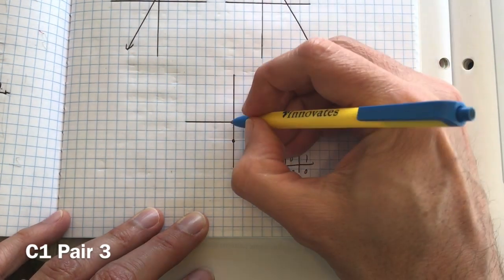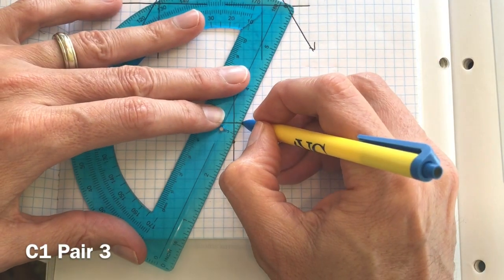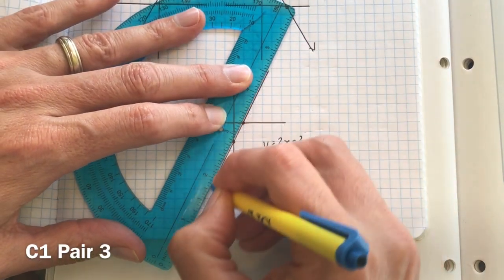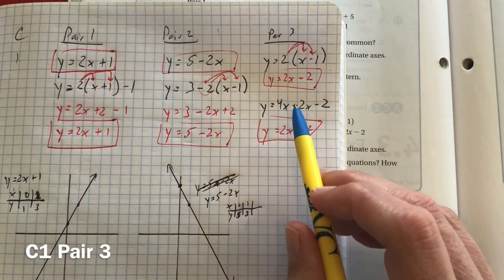And then 1, 0, 1, and 0. So we have this line right here. And again, because it's the exact same equation from our work before, we find out that it's going to be just the same line. All right, so here we go. Hopefully that's all making sense.